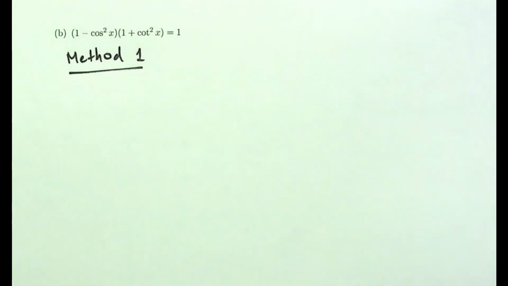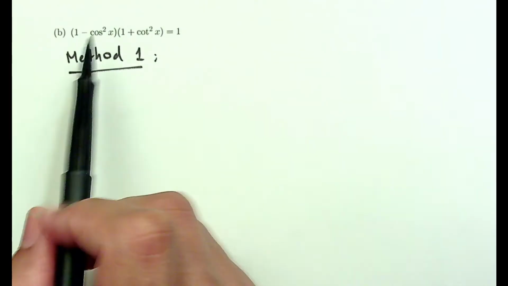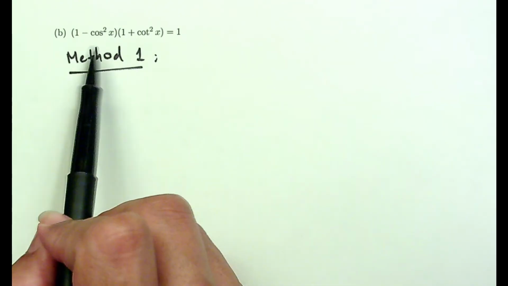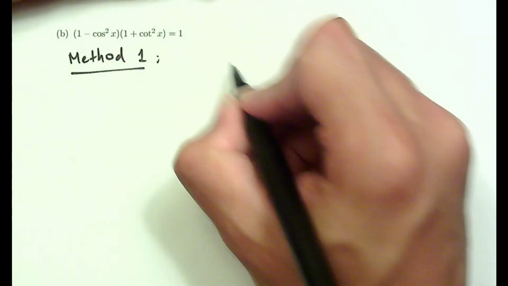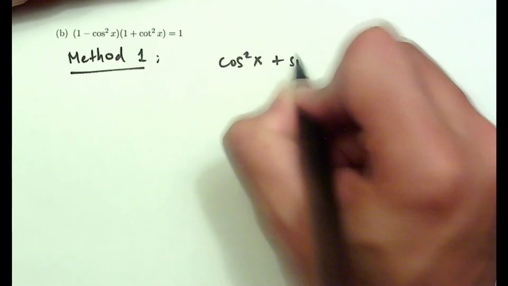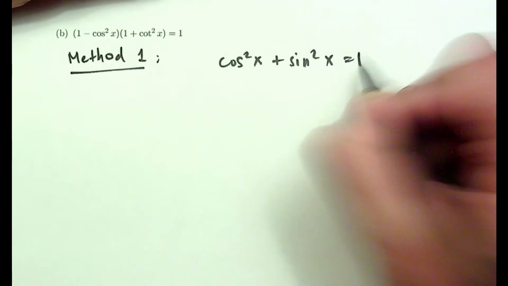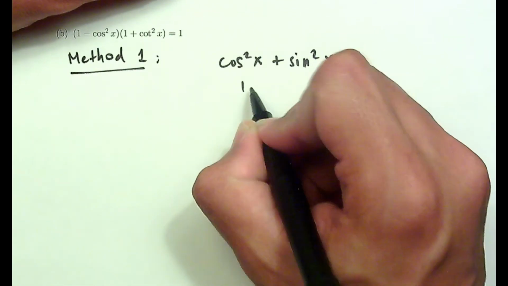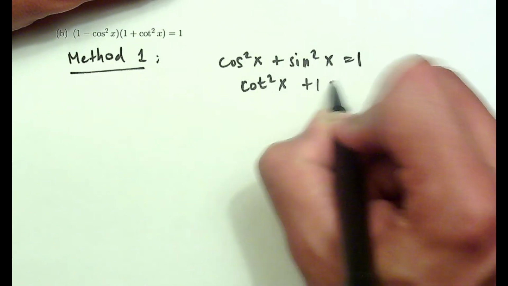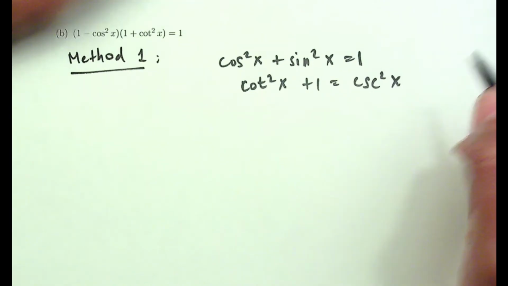So think about it for a second. What is one way to start this? Well, just like before, the 1 and the cosine squared and the 1 and the cotangent squared should remind you of trigonometric Pythagorean identities. There's one that has a cosine. Let me write it down. Cosine squared plus sine squared equals 1. And the other Pythagorean identity that has a cotangent is cotangent squared plus 1 equals cosecant squared of x.